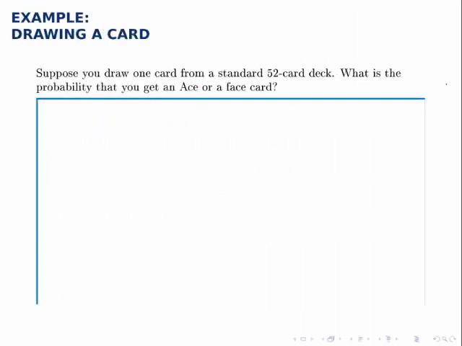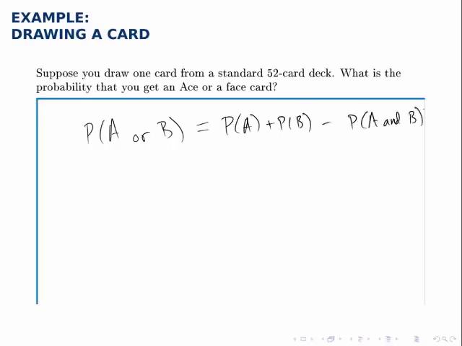Suppose you draw one card from a standard 52 card deck. What is the probability that you get an ace or a face card? Again, the probability with OR says that the probability of one thing or another thing happening is the sum of their individual probabilities minus the probability that they happen at the same time, minus the overlap. And again, the reason for that is that if you simply sum the probabilities of the individual events, you double count the overlap. So we have to subtract off the overlap once so that we don't double count it.